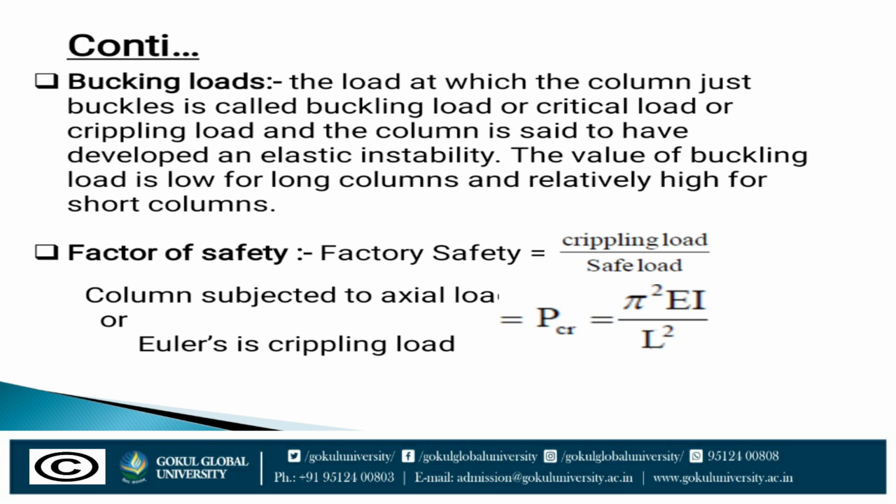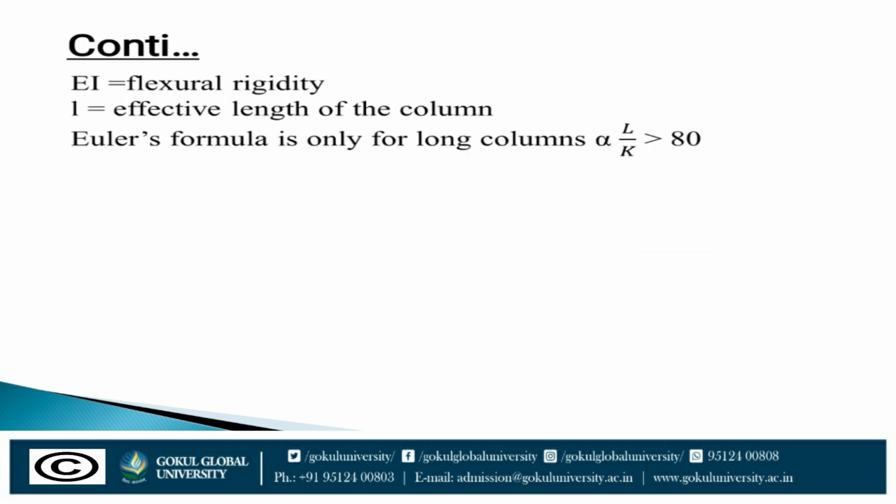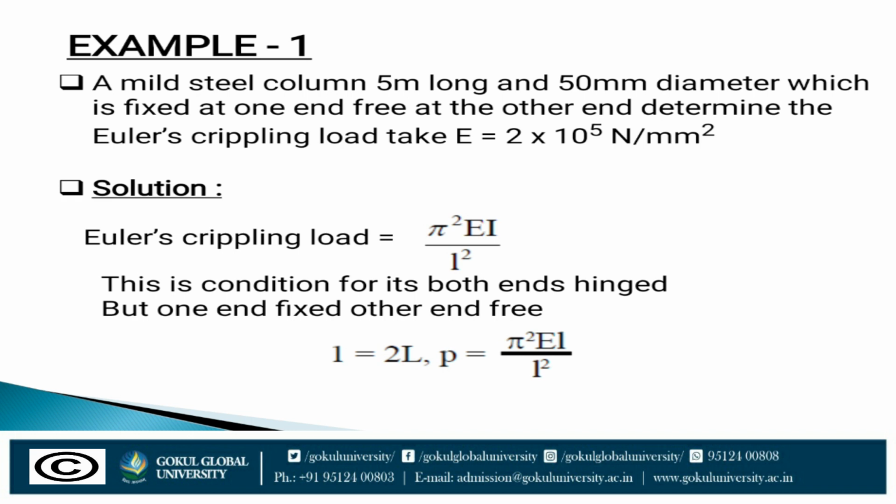Column subjected to axial load: Euler's crippling load is equal to pi square EI upon L square. EI is the flexural rigidity, L is the effective length of the column. Euler's formula is only for long column, L by K greater than 80. Now we study the examples of column and strut. This gives the basic idea about how to identify the crippling load.